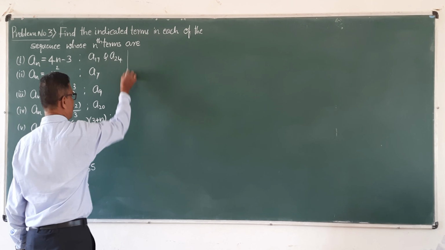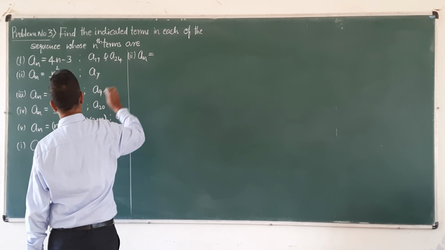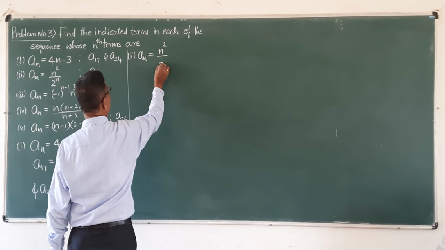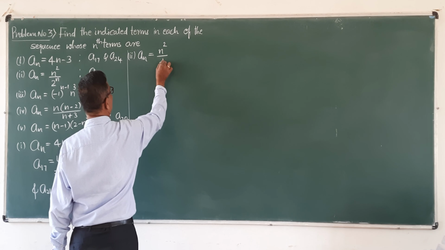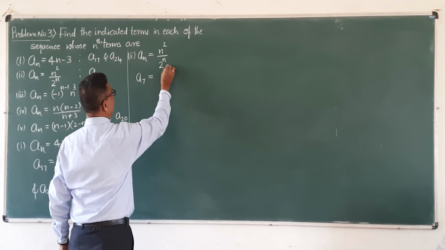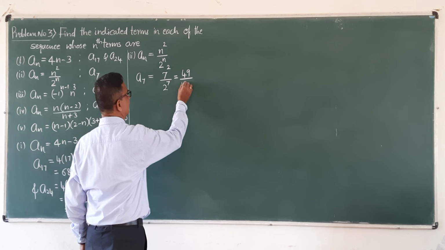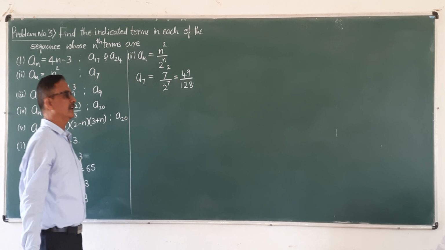Whereas the second question, nth term is given: An is equal to n square divided by 2 power n. Now find the indicated term, A7. Put n equal to 7, substitute 7: 7 square divided by 2 power 7. 7 square is 49. 2 power 5 is 32, 2 power 6 is 64, 2 power 7 is 128. So A7 value is 49 divided by 128.